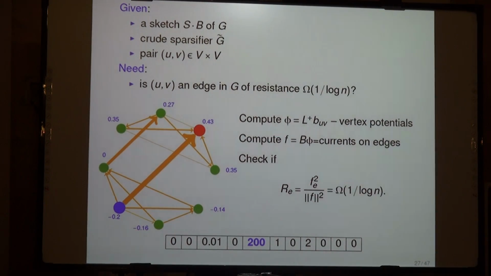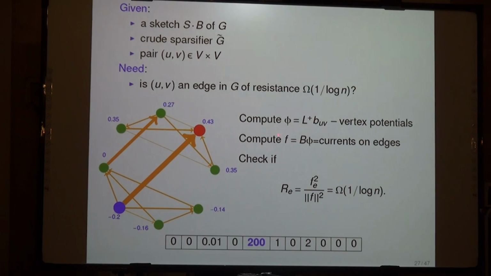Now, suppose that I'm given this edge UV, and I would like to compute the set of vertex potentials phi. I can't really do it, because to do that I need to know the graph G, but suppose for a second that I compute phi. Then I can also compute the flow values by taking the matrix B and multiplying it by phi on the right. Of course, I can't really do that because I don't know the matrix B, but we'll figure that out.